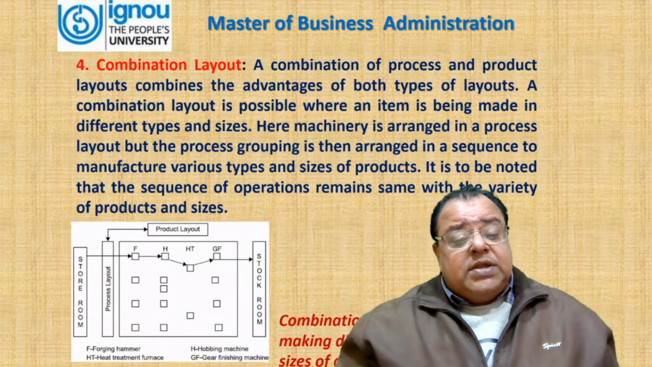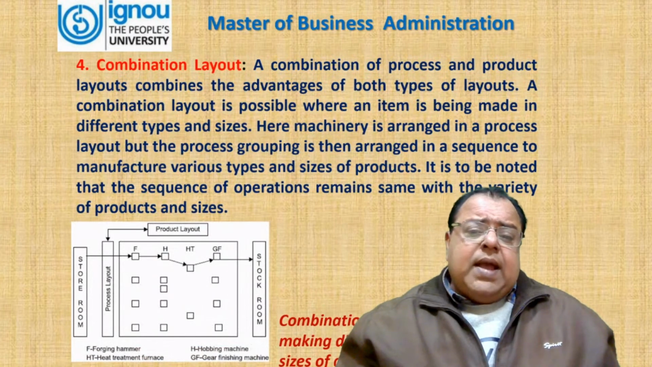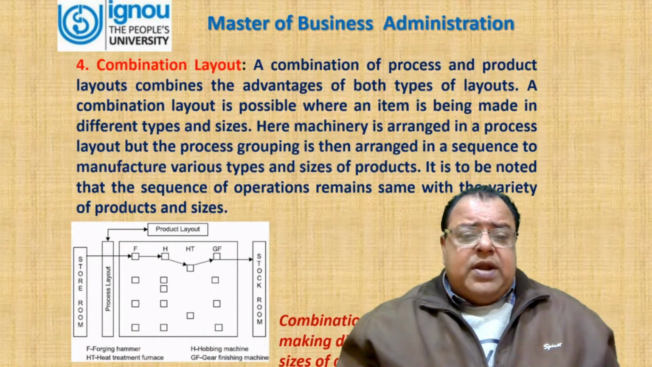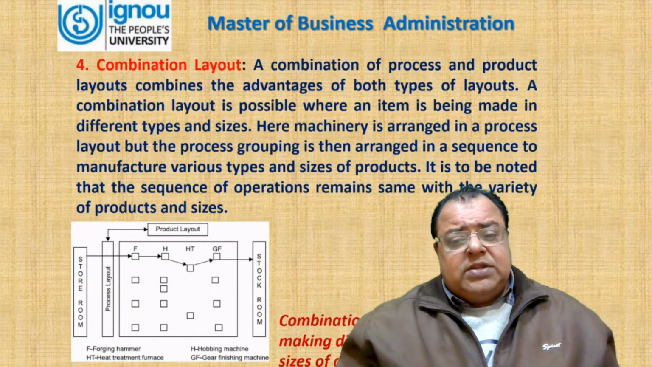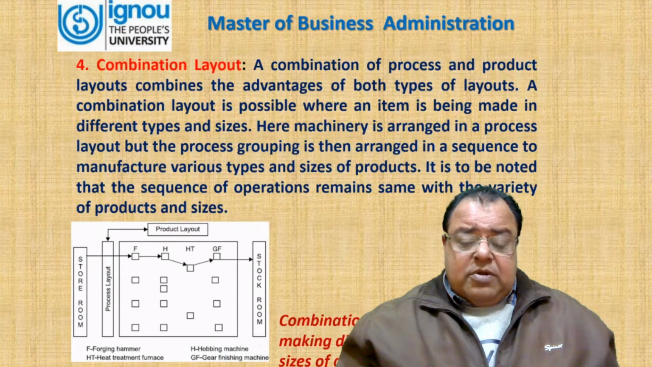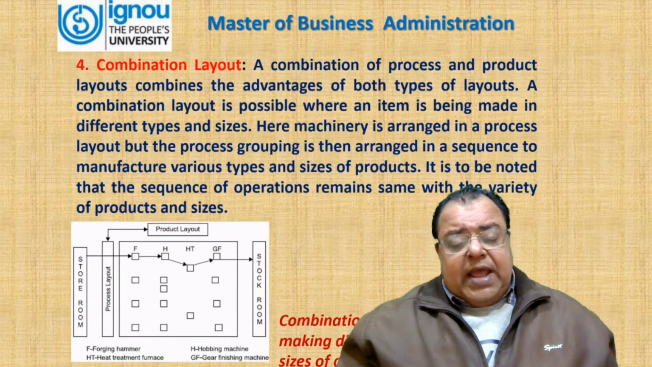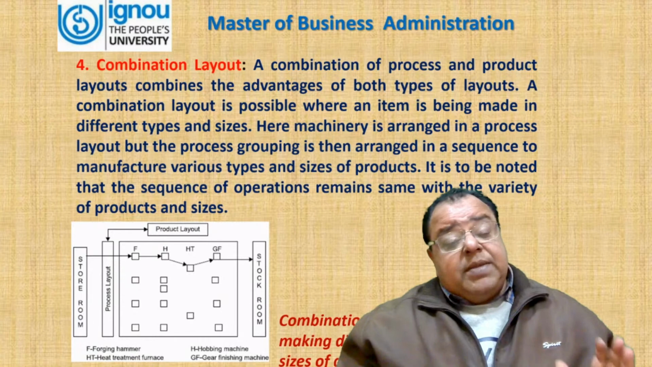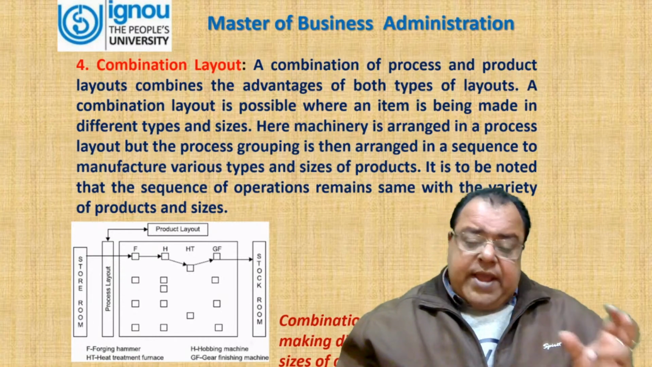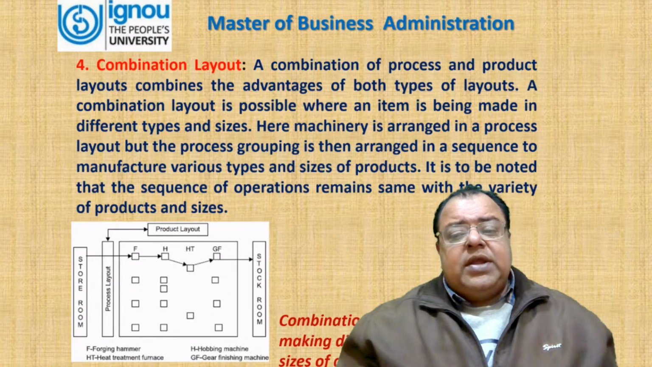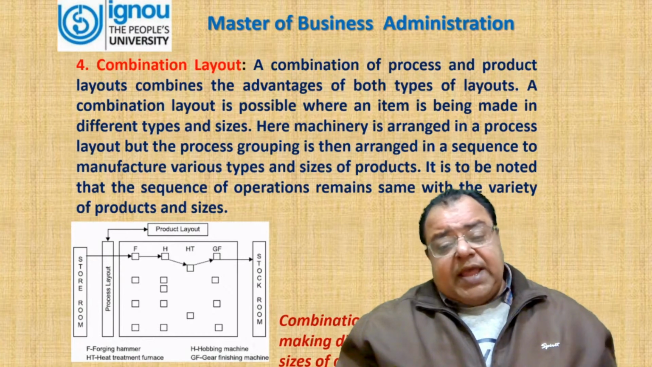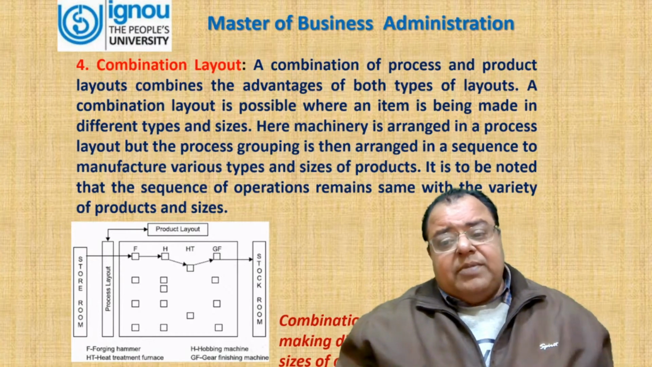Fourth one is combination layout. A combination of process and product layouts combines the advantages of both types of layouts. A combination layout is possible where an item is being made in different types and sizes. Here, machinery is arranged in a process layout, but the process grouping is then arranged in a sequence to manufacture various types and sizes of the product.